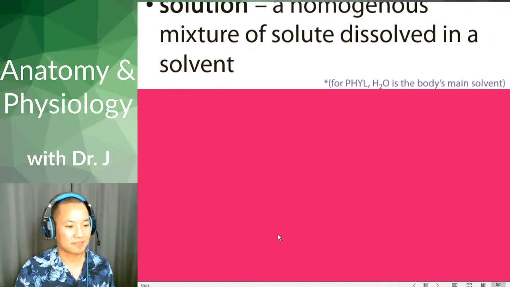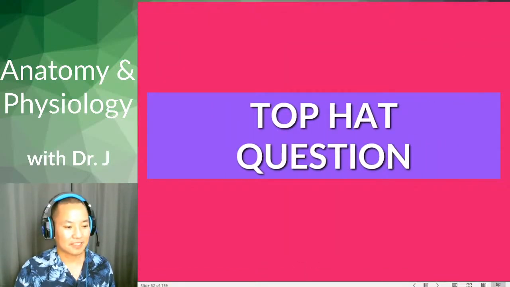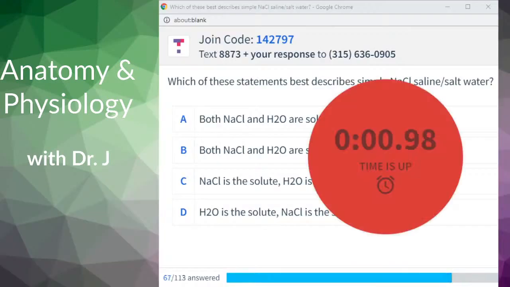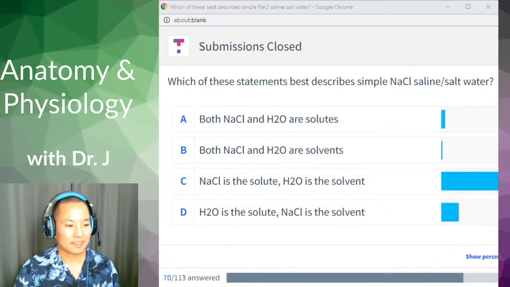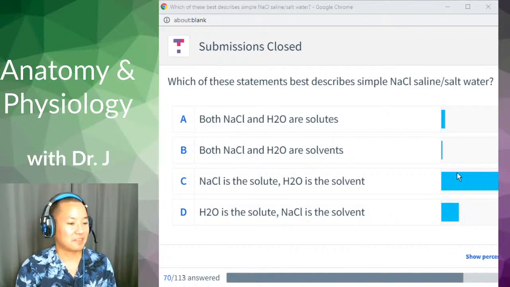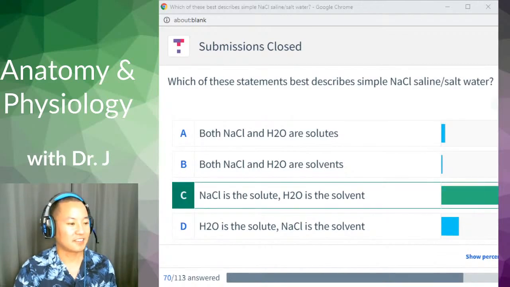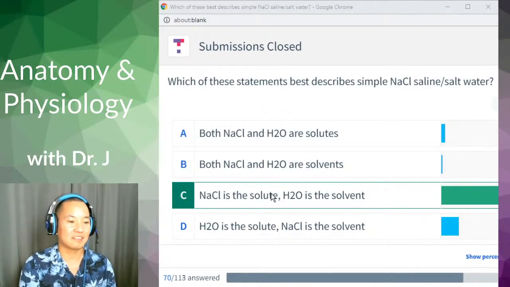Okay, so let's hope Top Hat works. Next question. Okay, let's see how people did. So in this solution, just plain salt water, most of you said NaCl is the solute, water is the solvent. And the majority of you are correct. Again, the solute is the thing being dissolved, and the solvent is the thing doing the dissolving. So with salt water, you have salt being dissolved in water. Water is the main solvent in the human body.